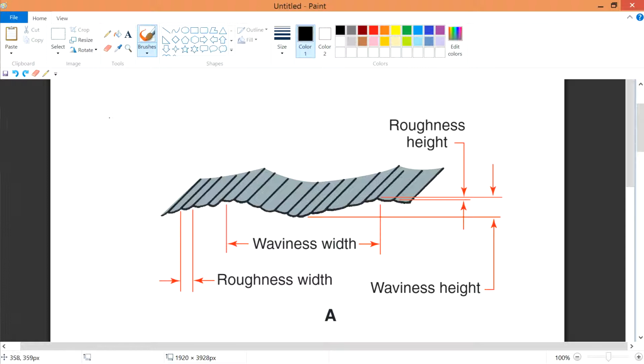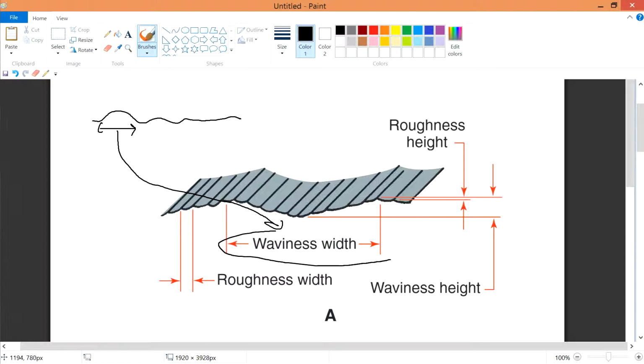So for example, this is your surface. They took a portion of it, maybe this portion. This portion is called the waviness width. You take a portion of it and observe it, and this is the point where it's waviness. So this is one waviness width, this is another waviness width, and this is also another waviness width. It's more about how you look at things.